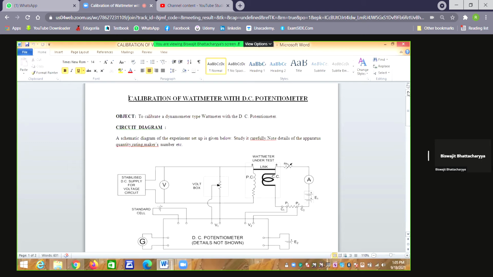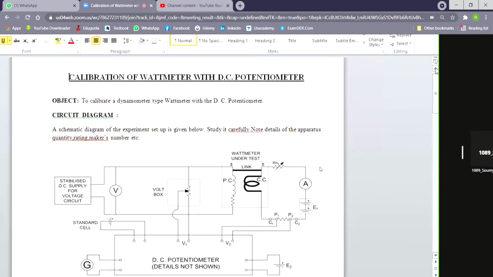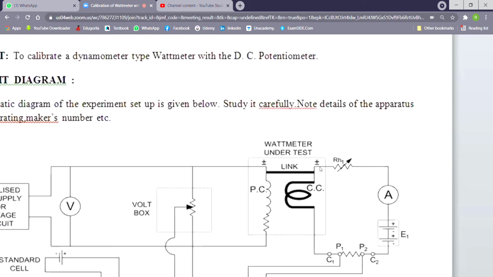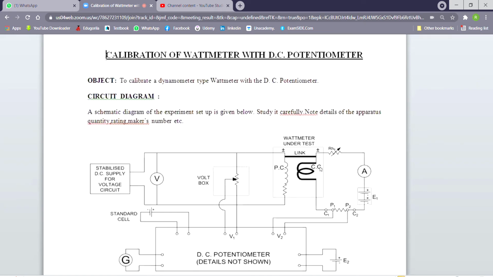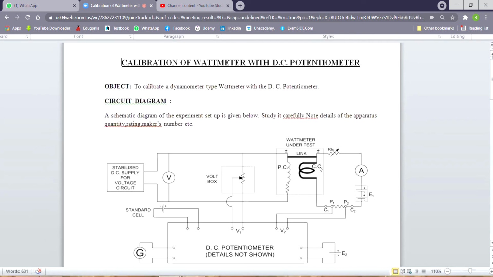Now, what will be the second instrument that we use as a standard instrument? One option is that we can use a second wattmeter, which is supposed to be a standard wattmeter, or in our case here, we will use a DC potentiometer. Now, when we apply some voltage in the pressure coil of the wattmeter, what will be the magnitude of the voltage in our experiment? We will give 100 volt to the pressure coil of the wattmeter.